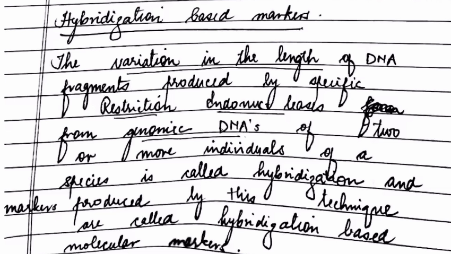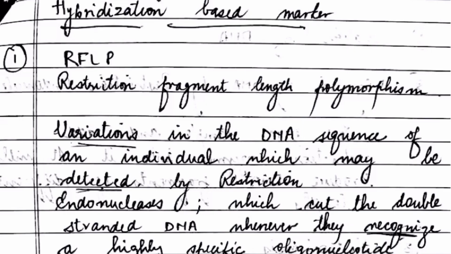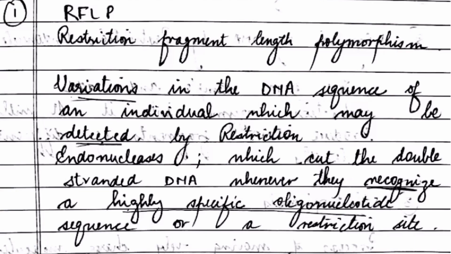Let's start with hybridization based markers, that is the variation in the length of DNA fragments produced by specific restriction endonucleases from genomic DNA of two or more individuals of a species, also called a non-PCR technique. The very first is restriction fragment length polymorphism. That is, the genetic markers resulting from variation or change in length of the defined DNA fragments that are produced by digestion of a DNA sample with the help of restriction endonucleases.